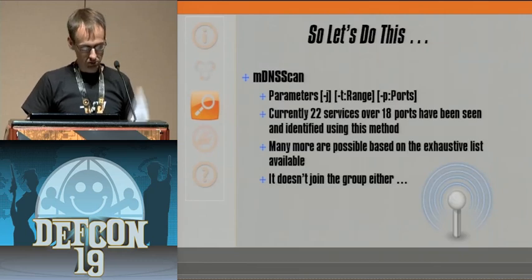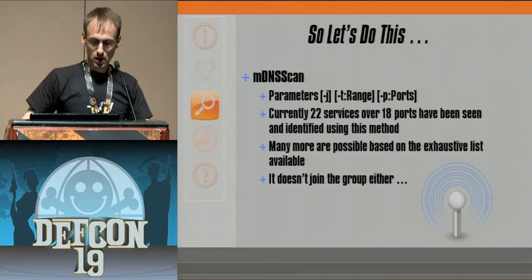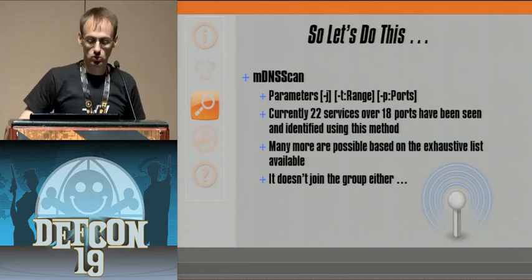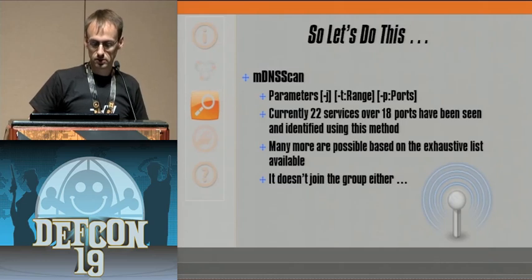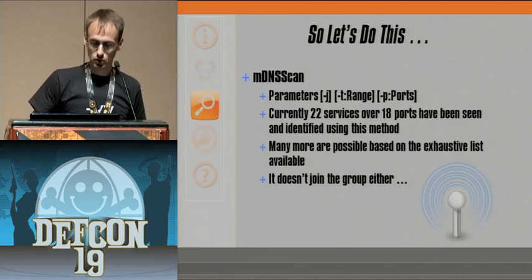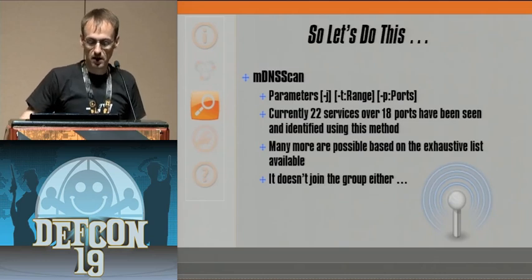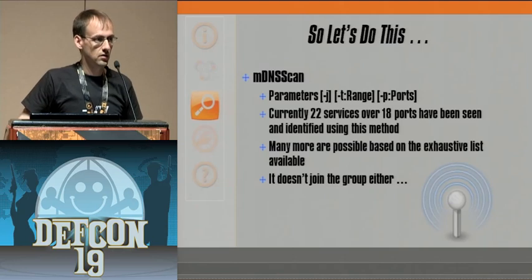Okay? So, I'm still excited and coding late into the night, and I create MDNS scan. Like any good port scanning tool, it allows you to select a range that you're interested in, as well as any particular service ports that you're interested in. Currently 22 services, over 18 ports have been identified using this method. Many more are possible, as I said, based on that exhaustive list that they have for DNS Service Discovery. One of the links that I have later on refers you to that list of all the different services out there that are supposedly available somewhere and findable using DNS Service Discovery.